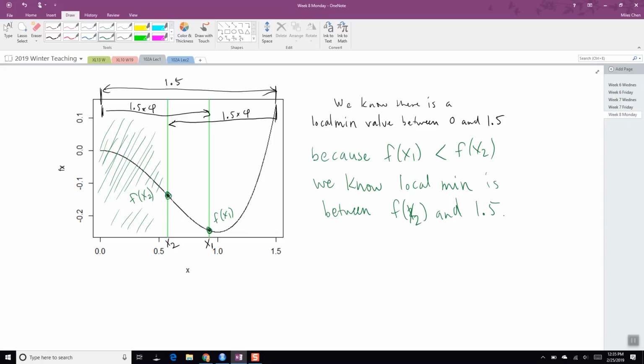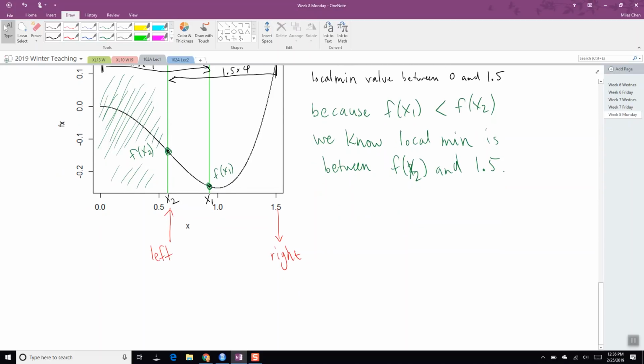All right, and so what we do now is that this thing will become our new left bound. This will remain as our right bound. We're going to apply golden section search going from the left to the right. So now we iterate, and we repeat the process.